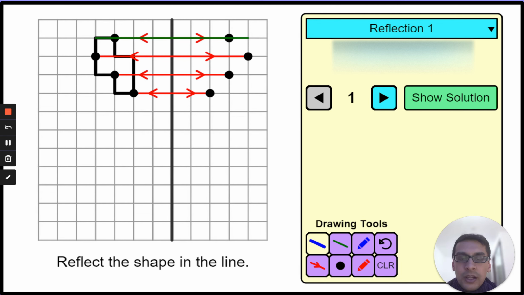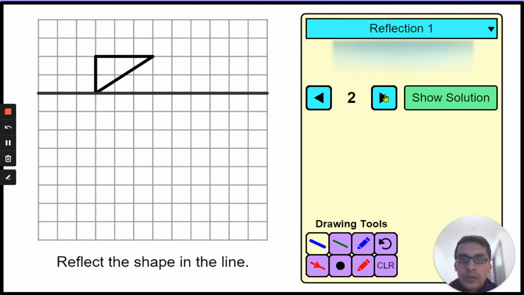So I'll use a blue line this time for this. So you can see there's the top of my shape. I go 2 units down, and then I'm going to go in the opposite direction. And you can see there is the reflection of the shape. So the key point here is to be perpendicular to the mirror line. That's the most important thing to remember.